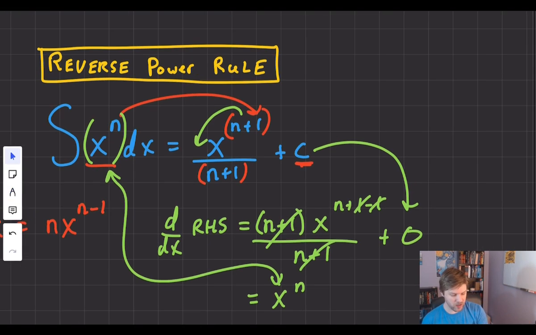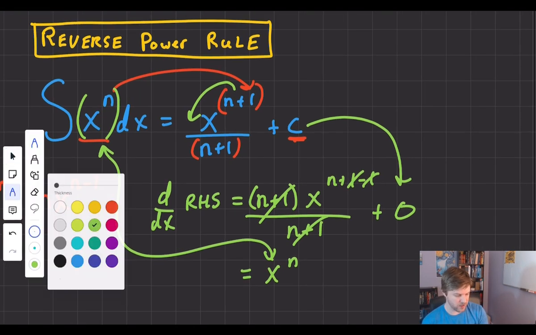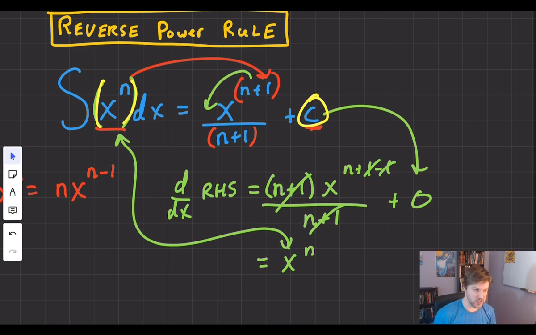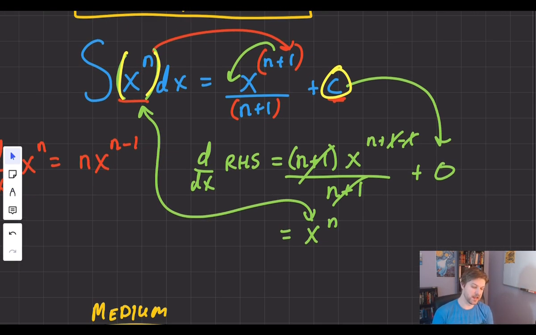And so that's why we always have to add a plus c at the end of all these indefinite integrals. This is the derivative of something, and we don't know if that something had a constant, because it went to 0 when we took its derivative. So that's why we always have to put the plus c. It's just some arbitrary constant. Sometimes you will be able to solve for c if they give you some more information, but if not, then we just put plus c. Okay? So that's the reverse power rule.